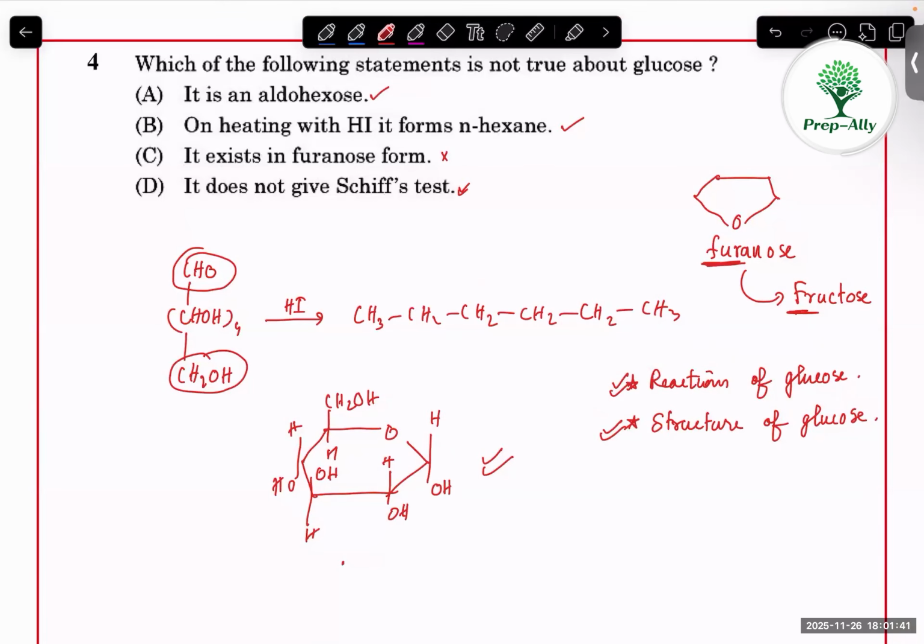But the problem is glucose does not always exist in this particular open chain format. It will be existing in a closed chain format as well. That is another existence, which is also shown. That is called alpha D glucose as well as beta D glucose. So it will not always give the Schiff test.